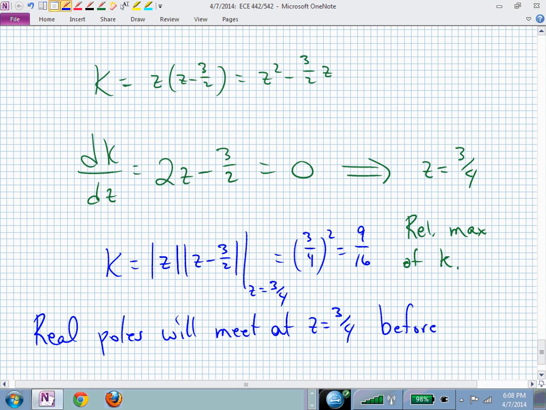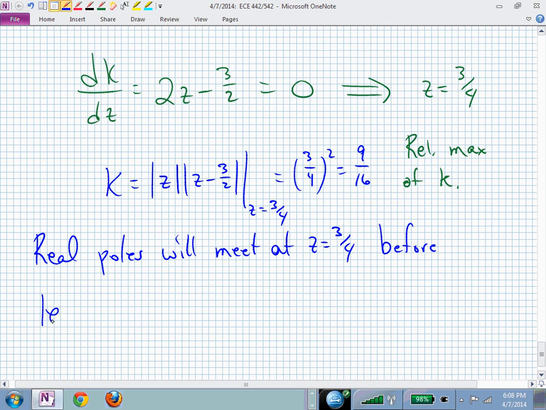What if we get crazy and we go beyond 9/16? What's going to happen to our poles? They're not going to go through each other, are they? They're not going to just sidestep each other. They're going to collide, and then they have to go off the real axis. So as we crank up, the real poles will meet at z equal 3/4 before leaving the real axis.